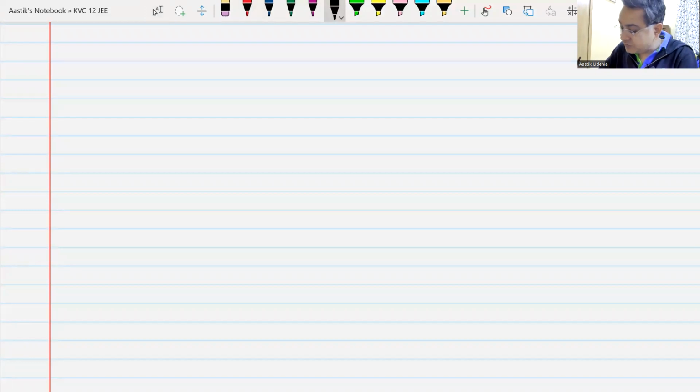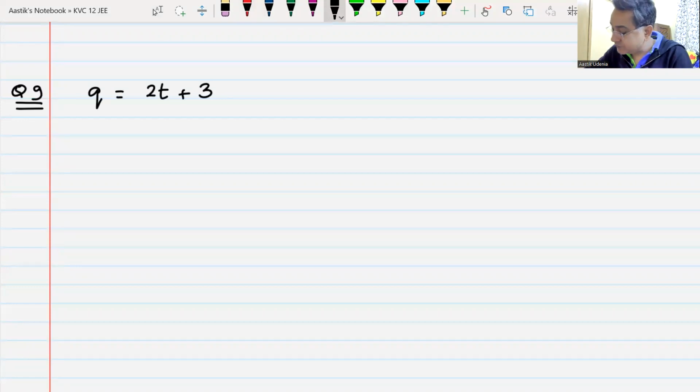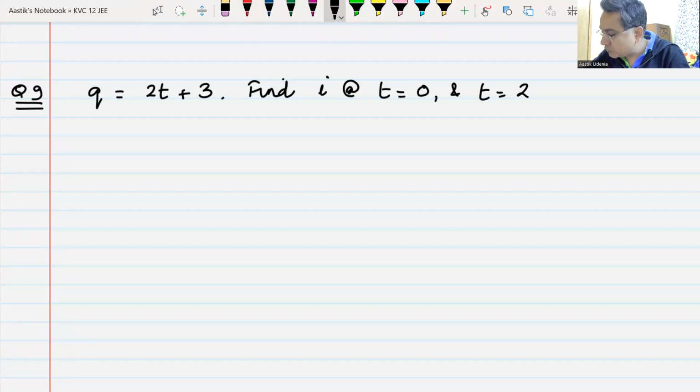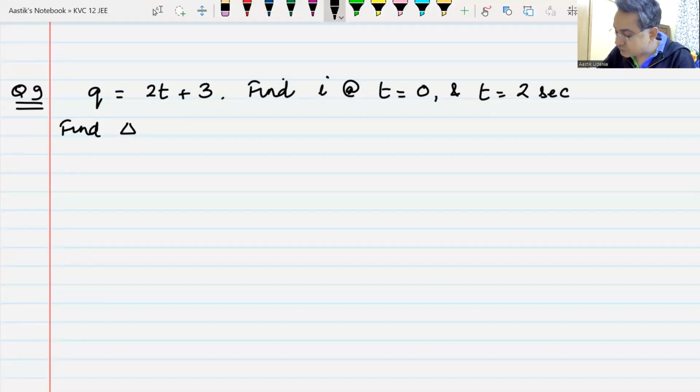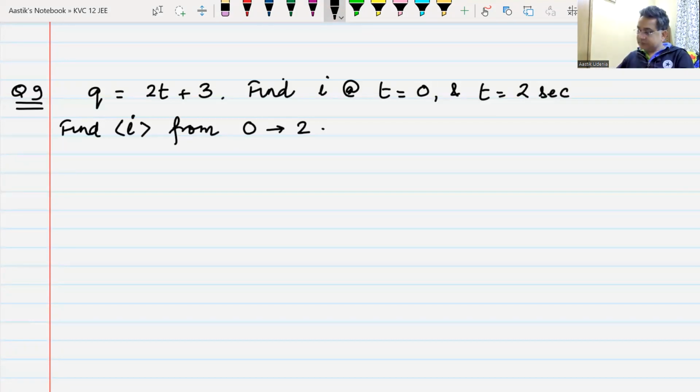Okay, let me present one more question for you. Question number 9 or 10 or whatever you call it. Charge as a function of time is given as 2t plus 3 coulombs. Find current at t is equal to 0 and t is equal to 2 seconds. That is question number 1. Find average current from 0 to 2 seconds. This is a question that I have devised for you. I'll give you 2 minutes to give me the answer for this one.